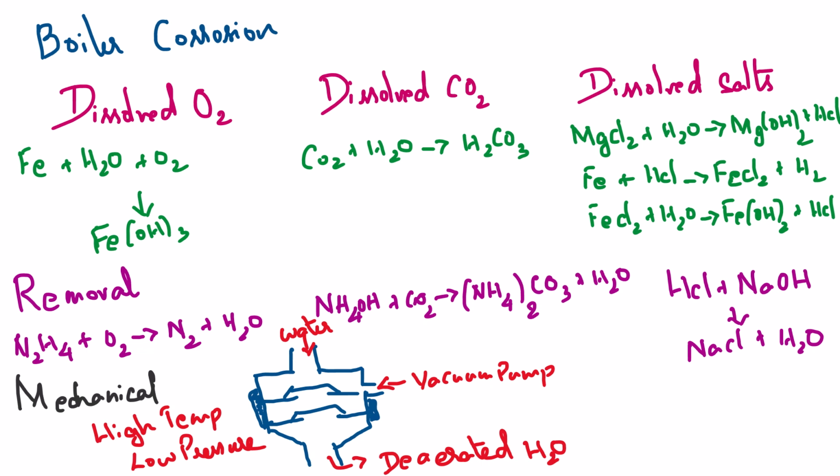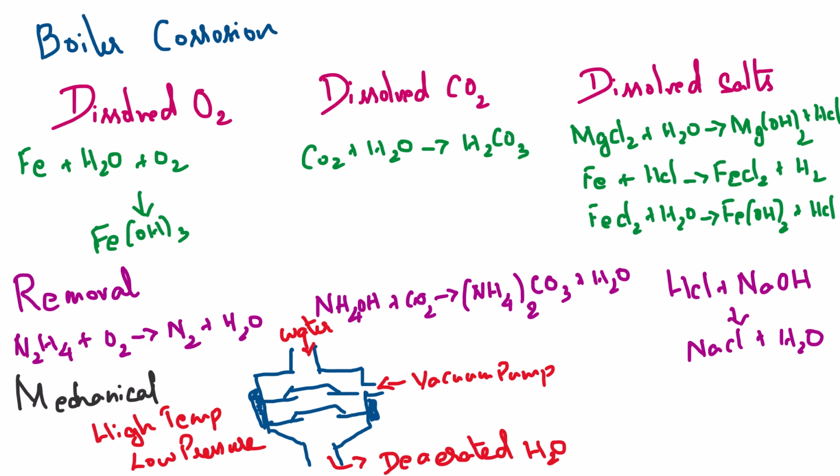How can we remove these gases and salts? By using some chemicals. When we add hydrazine, hydrazine reacts with oxygen and forms nitrogen and water. Ammonium hydroxide reacts with carbon dioxide and forms ammonium carbonate and water. And HCl with sodium hydroxide forms NaCl and water. Now the gas is converted into some compound, and thereby we are able to avoid the boiler corrosion.